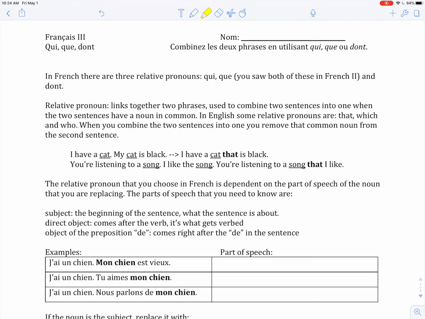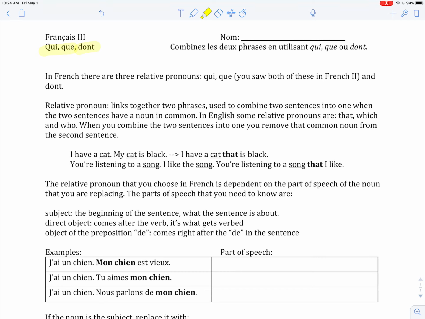Our grammar lesson for today is relative pronouns. This is something that we did in French too. We used the relative pronouns qui and que last year, but we're adding in the pronoun dont this year. And a relative pronoun is something you may not know what it is in English.